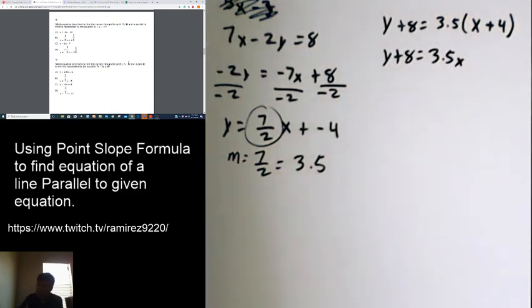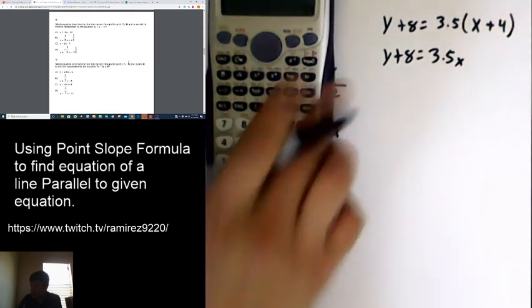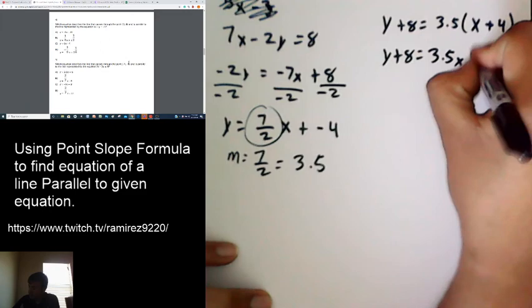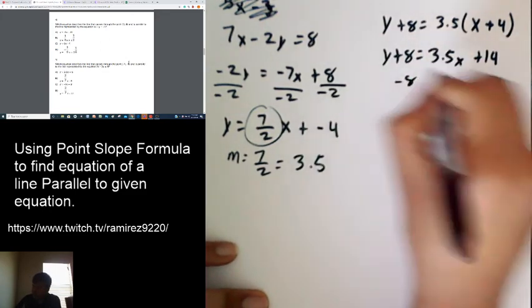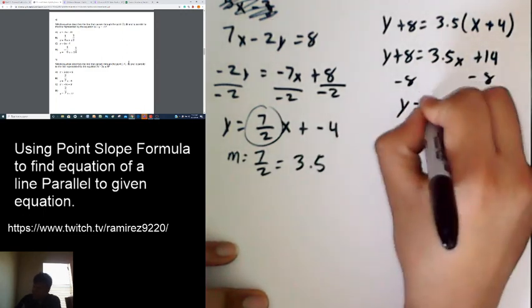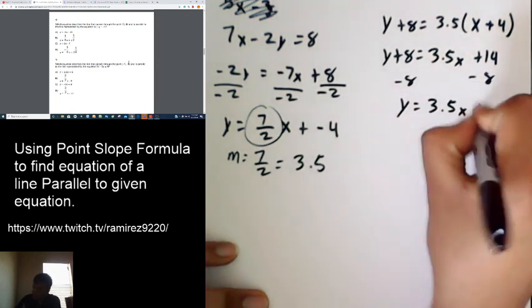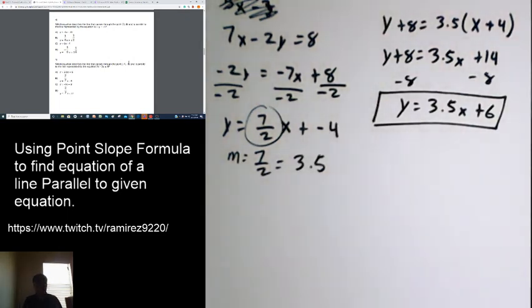We're going to multiply 3.5 times 4, and I get 14. And then we got to move the 8 to the other side by subtracting. And 14 minus 8 is 6. And that's where we get that equation, that answer, which was A.